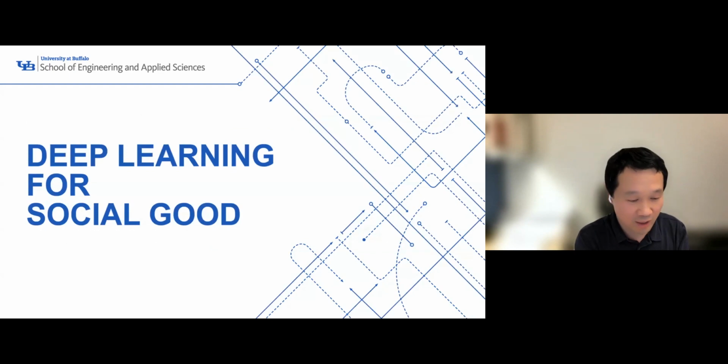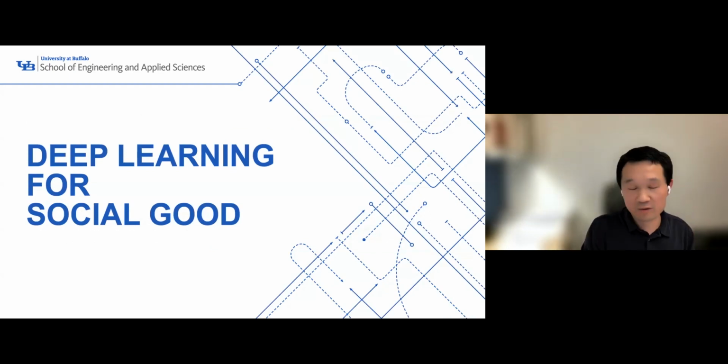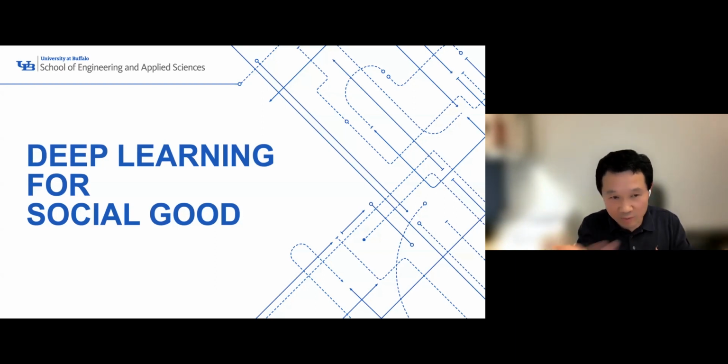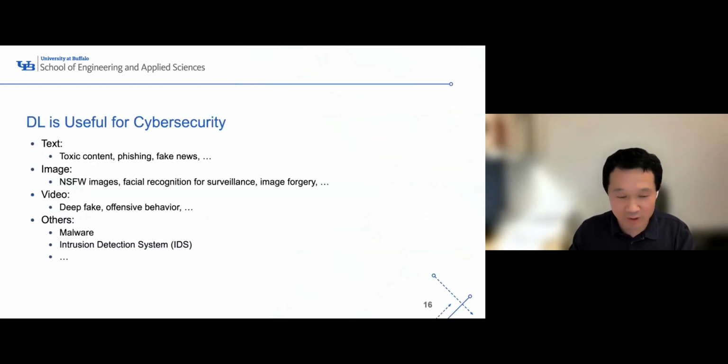Next, I want to discuss how AI machine learning can be utilized to help us. For example, we can utilize deep learning and machine learning for social good. I just want to give a couple of examples. Actually, I have done some projects. We try to utilize AI, machine learning, even generative AI, to address some social problems. For example, we can use deep learning as a tool for cybersecurity.